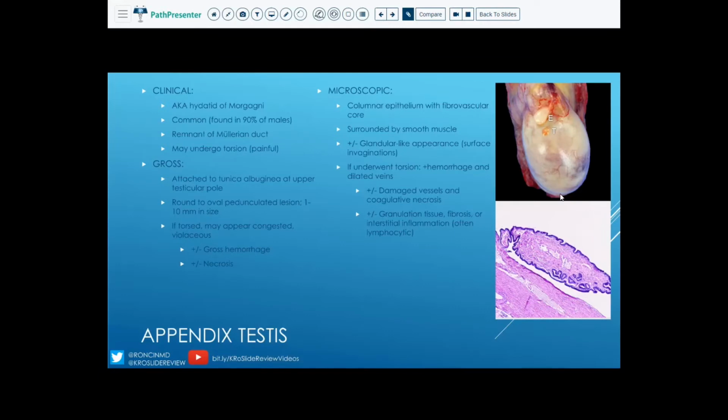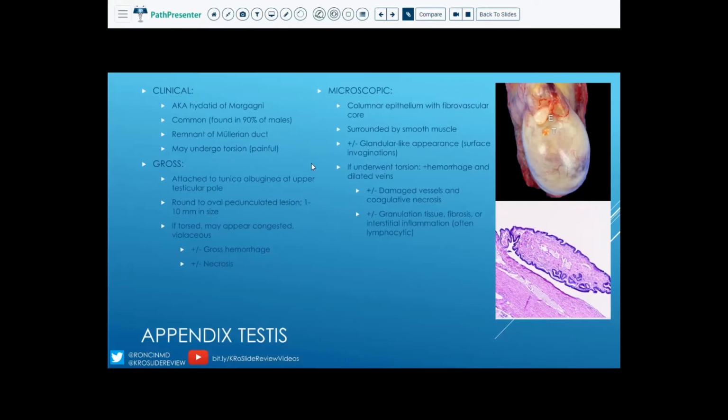So again, upper pole, lower pole. And they can be round, oval, they can be pedunculated, and they tend to be between 1 millimeter to 1 centimeter in size. And they can undergo torsion, which can be really painful, and that's probably why we had that case. And if they're torsed, they may appear grossly congested or violaceous, and violaceous means purplish. You may or may not see gross hemorrhage, and you may or may not see necrosis grossly.